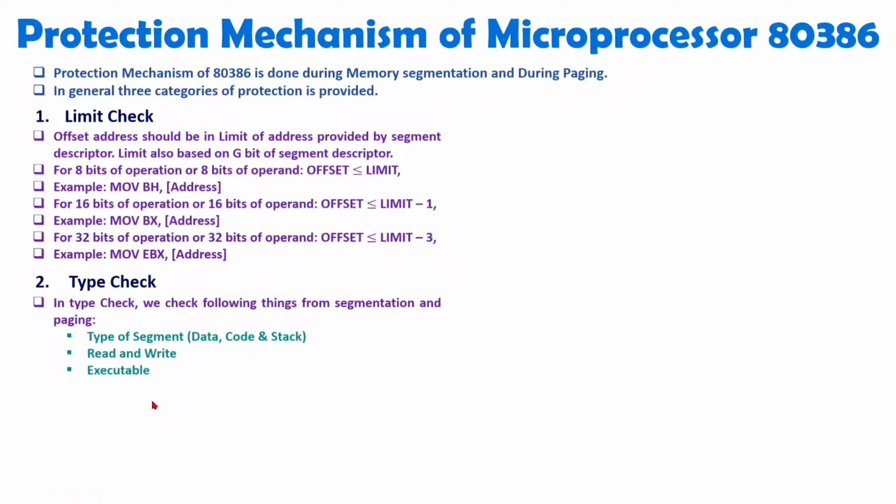And in the third protection check, we need to check privilege, right? So my dear students, in privilege check, you will have to understand what is privilege level. So here, first of all, you need to understand what is DPL, that is target descriptor privilege level.